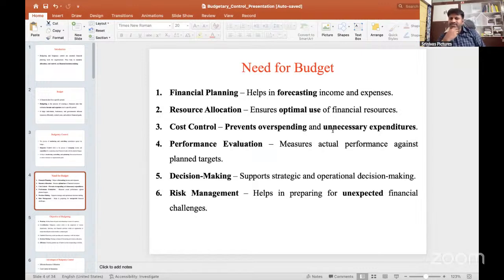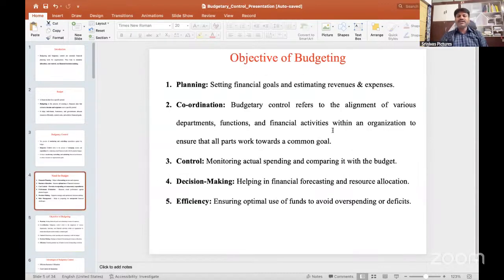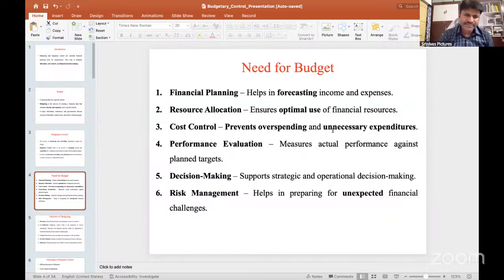Performance evaluation measures actual performance against the planned budget. Next, decision making supports strategic and operational decision making, and risk management helps to prepare for unexpected financial challenges. So these are all the needs of the budget.